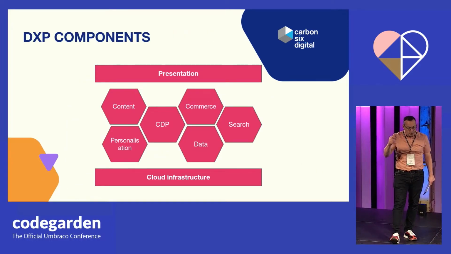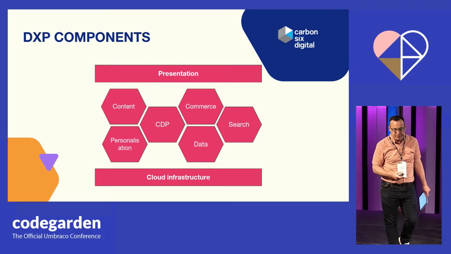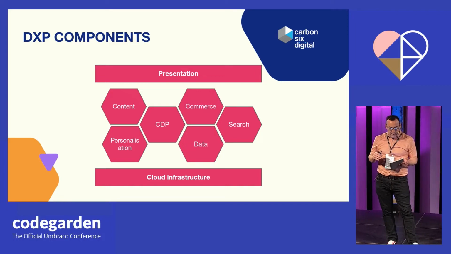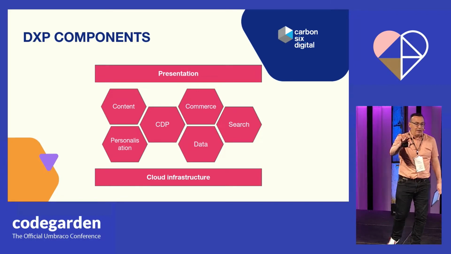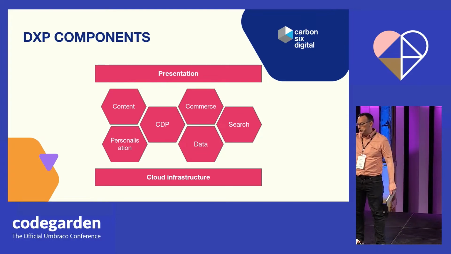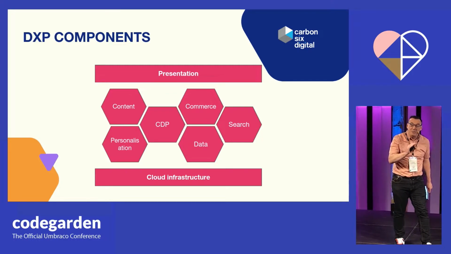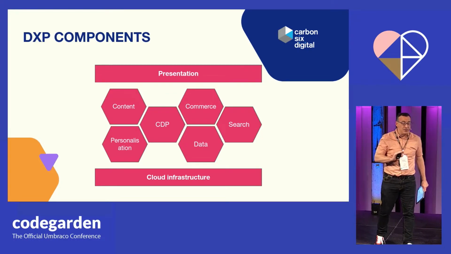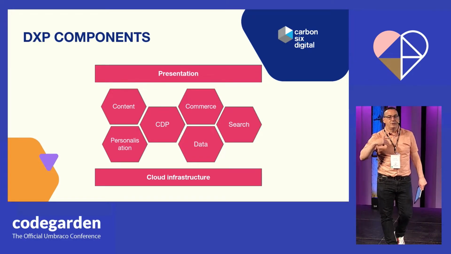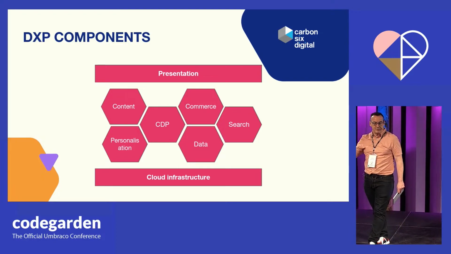So let's drill down more into what are the individual parts of that composable DXP infrastructure. There is no clear answer, by the way. If you look at Gartner, Forrester, CMS Wire, G2 Crowd, there's no clear definition of the important components of DXP. But if you squint and try and look at where the patterns are, you see things like content, obviously, personalization, CDP, customer data platforms, commerce, data, search.